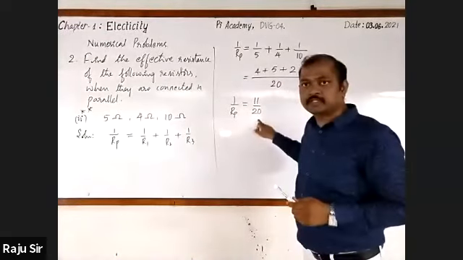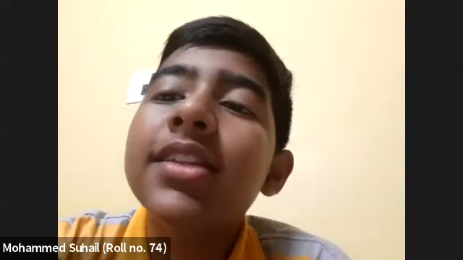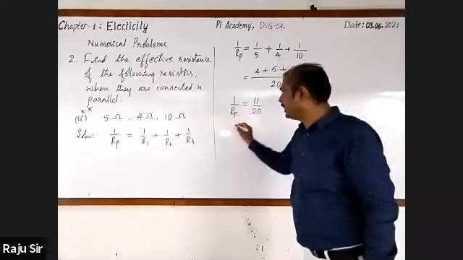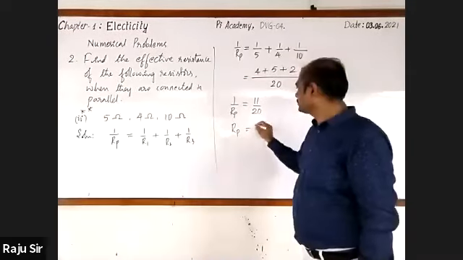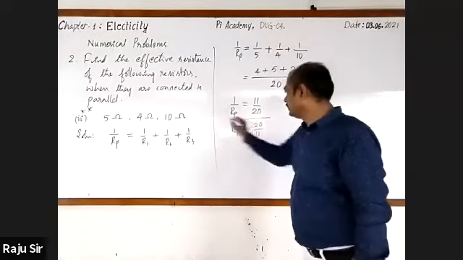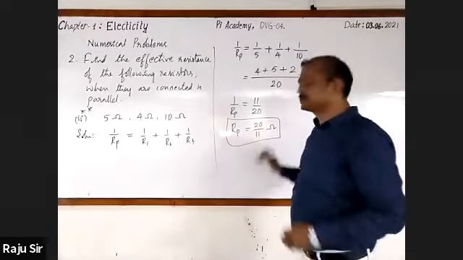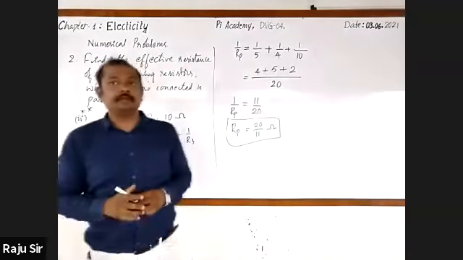Is it effective resistance? No, sir. Reciprocal of 11 by 20 is 20 by 11. Yes. We have to take the reciprocal. Reciprocal of 1 by Rp is Rp. 11 by 20 becomes 20 by 11. So effective resistance is 20 by 11 ohm.